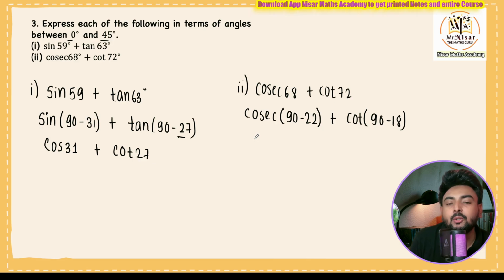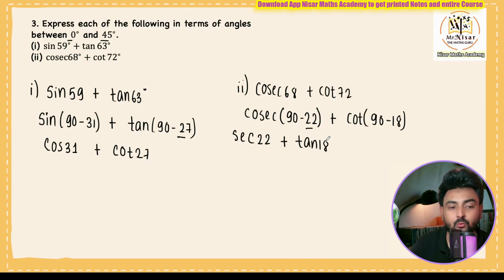Now cosec 90 minus theta is complementary to sec. So I'll write here sec theta. Sec is how much? Sec 22. Cosec 90 minus theta becomes sec theta. So theta value is 22 here. And cot is complementary to tan. So it becomes tan theta, that is tan 18. I hope the question was quite simple for you. Let's go ahead for the next question.